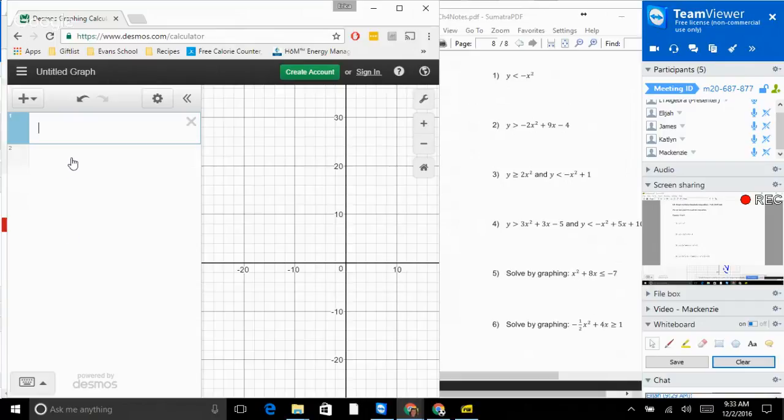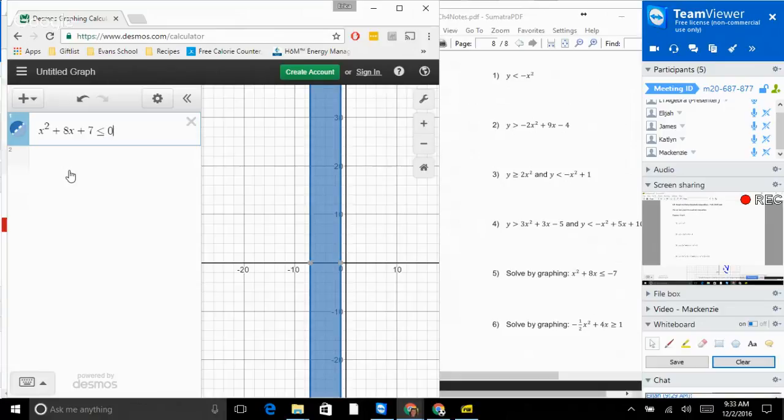So what I'm going to say is x squared plus 8x plus 7 is less than or equal to 0. Okay, so what I did is I just moved this negative 7 to the other side of the equation. You guys all right with that? I just added 7 to both sides of the equation.